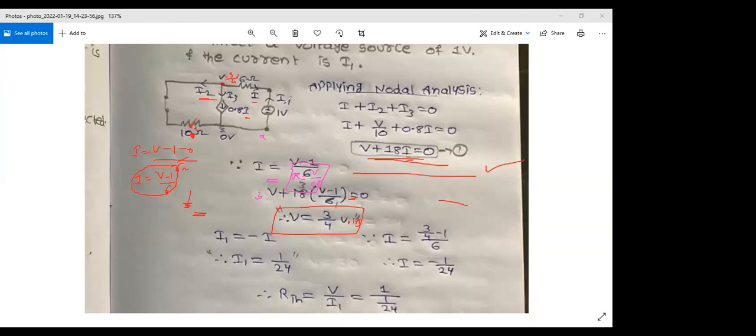I and I1, right? So what's the equation I can get for I1? What is the equation we get for I? So I already have the value of I as V minus 1 by 6, right? Substitute the value of V.